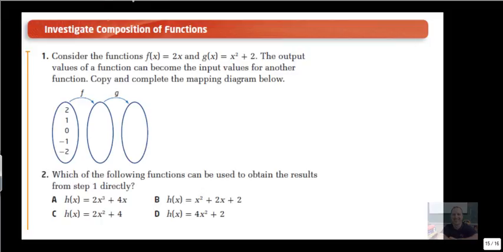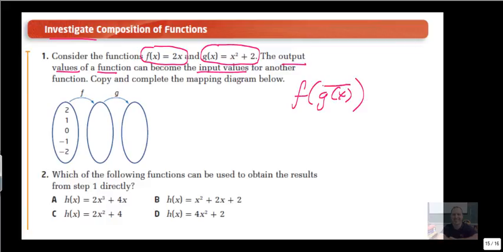On page 499 we have an investigate composition functions. And so this is how it's set up here. It says consider the function f of x equals 2x, and the function g of x equals x squared plus 2. The output values of a function can become the input values for another function. Okay? So remember we said f of g of x, right? And so whatever g of x is, we put x into the g of x function, and whatever that value is, we then put it into the f of x function. That's what this means. So the output of the g of x becomes the input of the f of x.